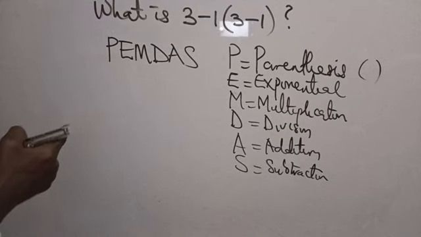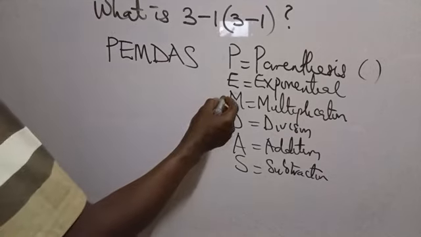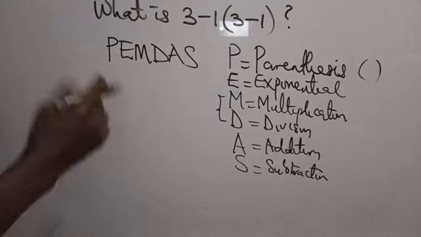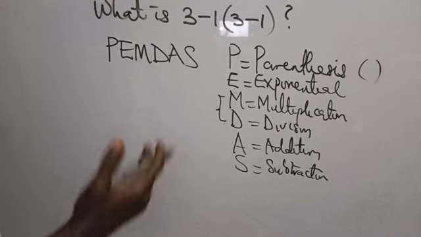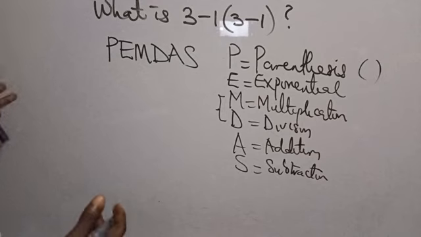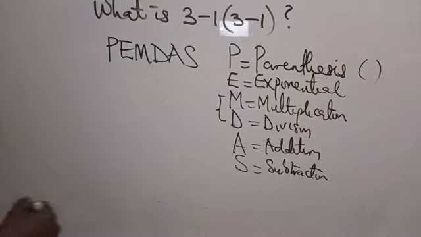And note, multiplication and division have the same priority. And when you consider them having the same priority, you always consider them from the left. Our left-hand side is this, while our right-hand side is this. I hope we are getting it.